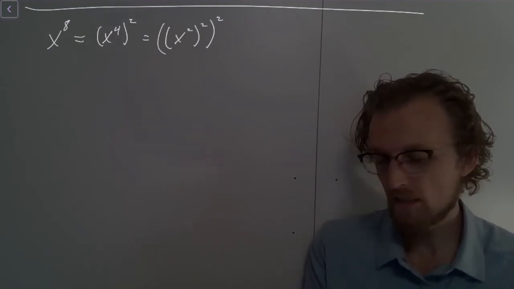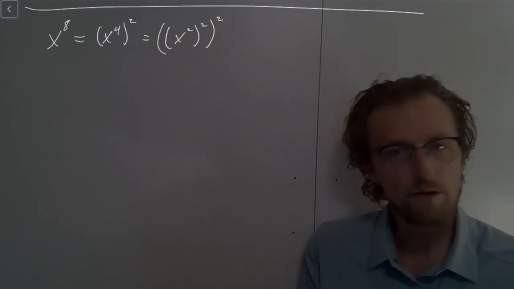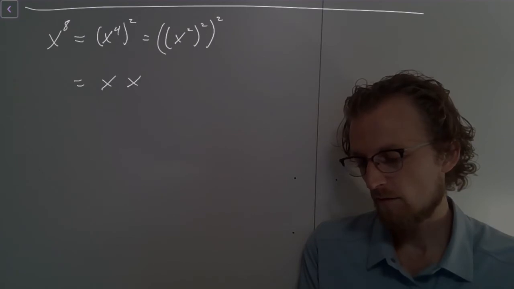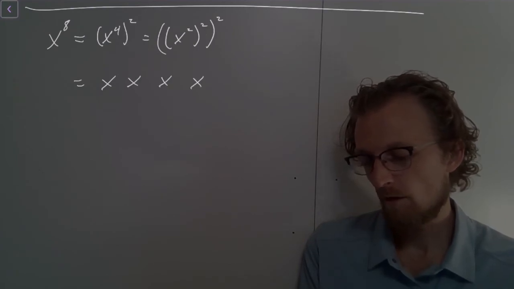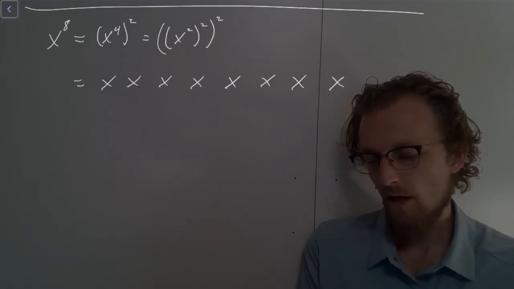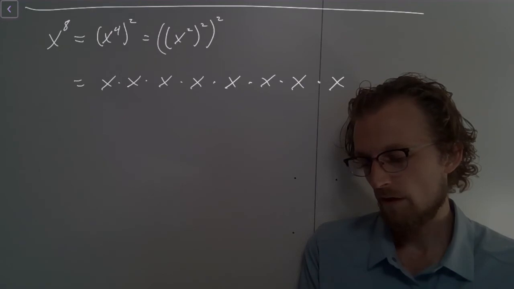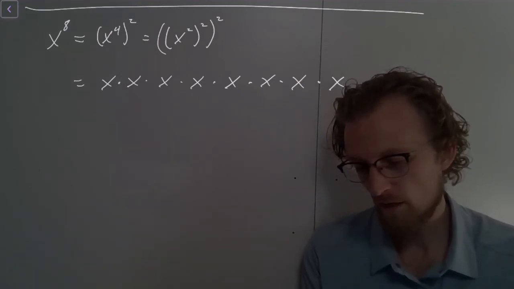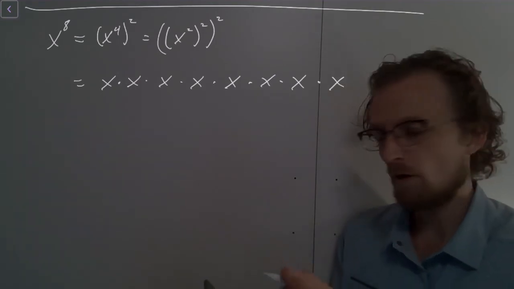And maybe now you can see a bit of a pattern, right? And let me write this out in long form just to make sure that it's clear. So what I have is x, 2, 3, 4, 5, 6, 7, 8. So there's all the multiplications that I have to perform. Right there, I've written out the full definition of x to the eighth. 1, 2, 3, 4, 5, 6, 7, 8. Okay, so we've got the right number in there.